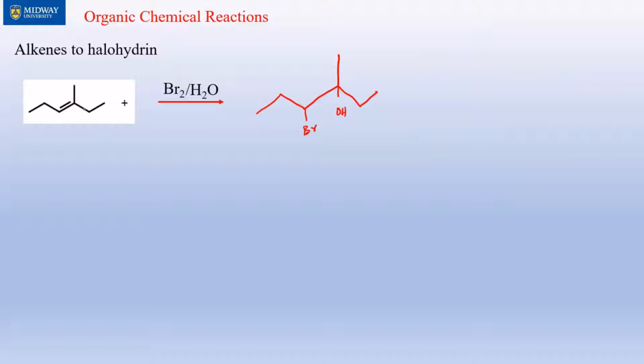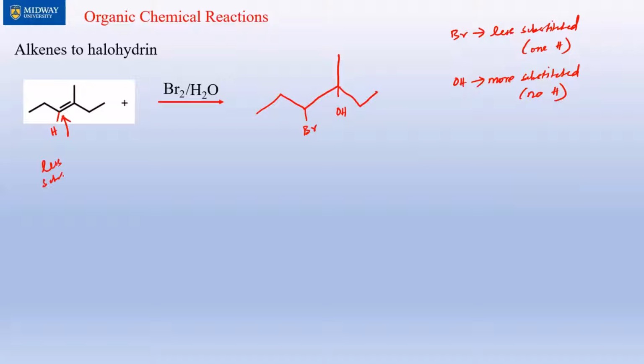Whenever you have an alkene that's unsymmetrical, like this one, where this carbon contains 1 hydrogen and this doesn't contain a hydrogen, the Br will go to the less substituted. Less substituted means it contains at least 1 hydrogen. And OH goes to the more substituted, the one without any hydrogen. Just like we've been learning before. So this is the less substituted, and this is the more substituted, so the OH goes there.